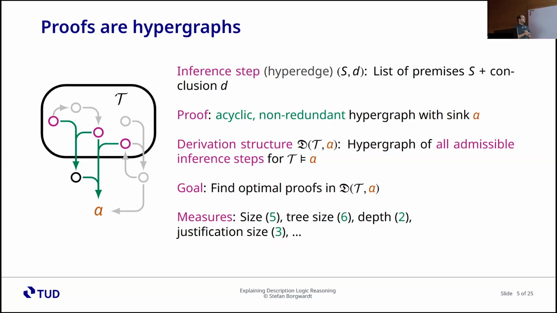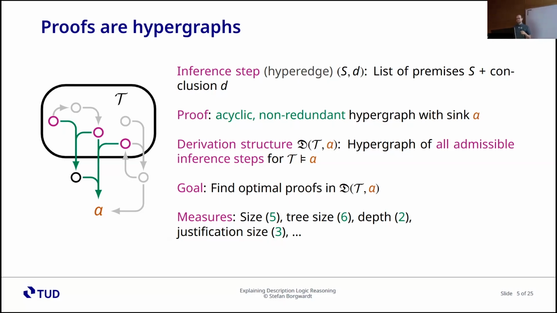And then usually given a T-box and an entailment, this reasoner will produce, well, not just a yes or no answer, but internally it will basically apply these reasoning rules, and these are then our admissible inference steps. This is the part in gray. So these are all possible steps that the reasoner could take, and out of all of those, we want to find the best ones, let's say. Find the optimal proofs in this gray derivation structure. And then again, we have to define what is optimal, what does optimal mean.